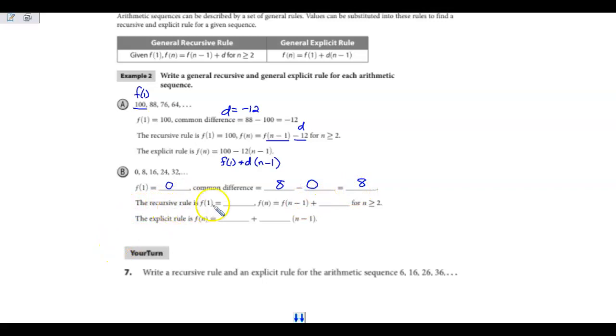The recursive rule is f of the first term, and that's 0. If the first term is 0, then f of n is f of the previous term plus 8, because that's our common difference, for n greater than or equal to 2. The explicit rule is f of n equals our first term, which is 0, plus our common difference times our previous term.